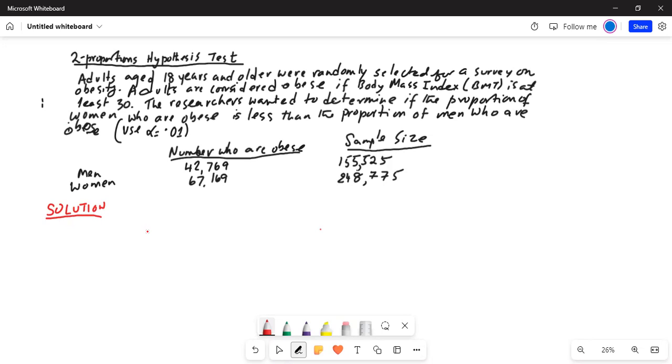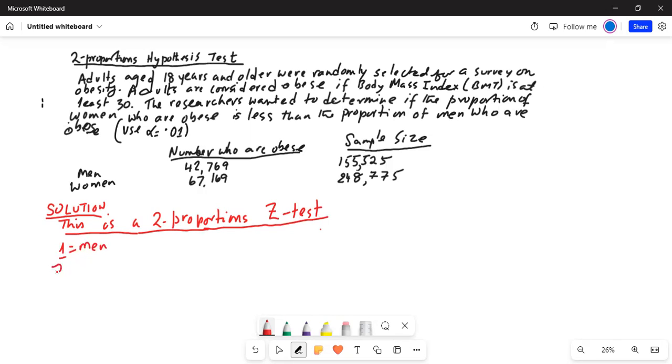So we go by the last line. It says researchers wanted to determine if the proportion of women who are obese is less than the proportion of men who are obese. So if you go on your calculator, stats, test, and this is a 2-prop-Z test, a 2 proportions z test, okay, that 1 is equal to men and 2 is equal to women.